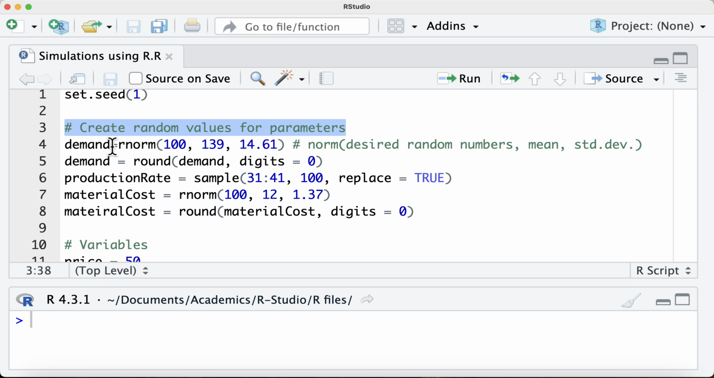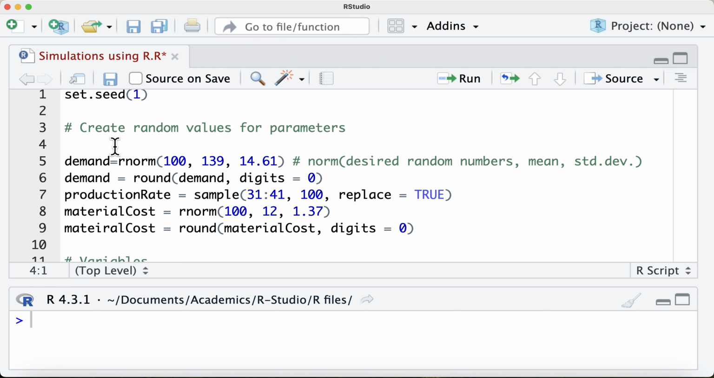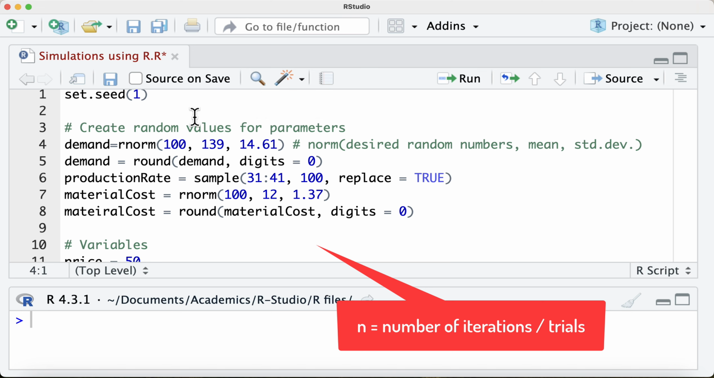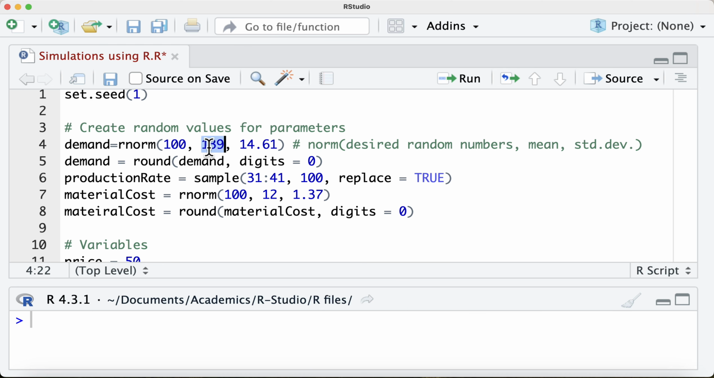So we have this demand and we know demand is normally distributed. This is the code to create normal distribution, or rnorm. This pop-up suggests n, which means number of random numbers to be generated, followed by mean and then standard deviation. R will suggest it and we can pick up these suggestions. So the first thing is n, and in this case I want to generate 100 random numbers, so 100. Mean in this case was 139 and standard deviation is 14.61.